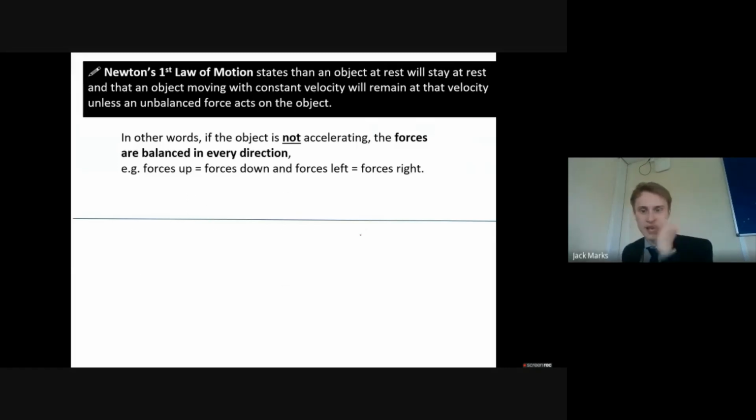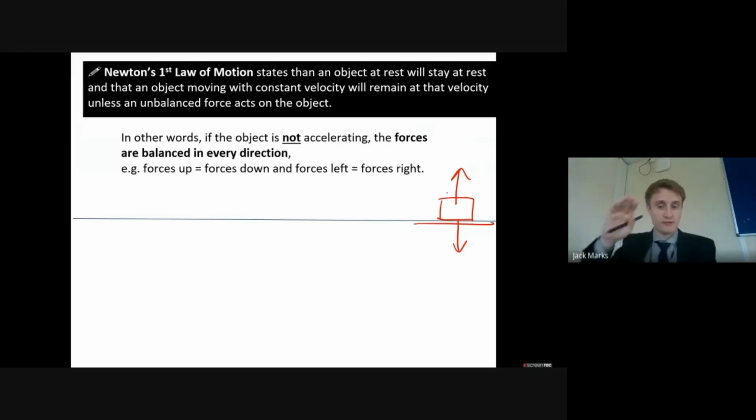So if we just have a block on a table, yeah, we know that it has a weight and we know that it has a reaction force. These are balanced. Why are they balanced? They're balanced because when forces are balanced, velocities don't change. So if something's sat on a table, it's not moving. And it will remain that way until the forces become unbalanced. So for example, if you push down incredibly heavily on it, you could change that equation there.